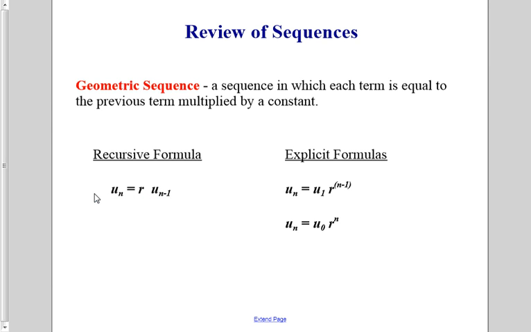Here is the explicit formula. When we're looking for un, if we have u1, then un will equal u1 multiplied by our constant ratio raised to the n minus 1 power. Now, if we don't have u1 and instead they give us u0, un would equal u0 multiplied by that constant ratio raised to the nth power.